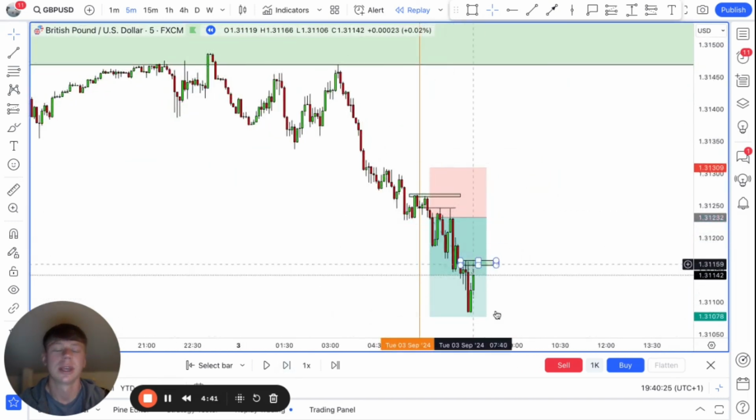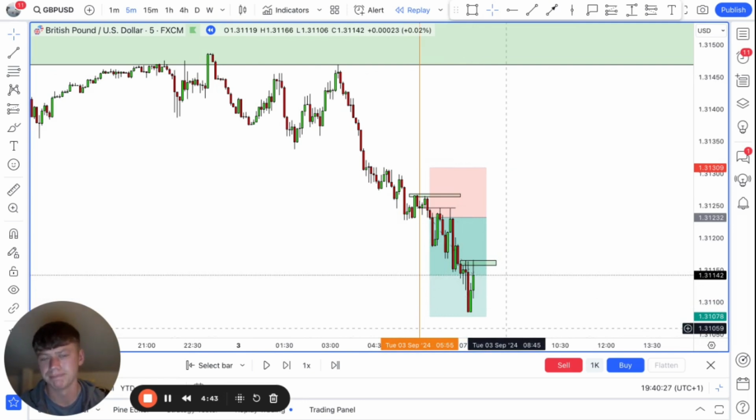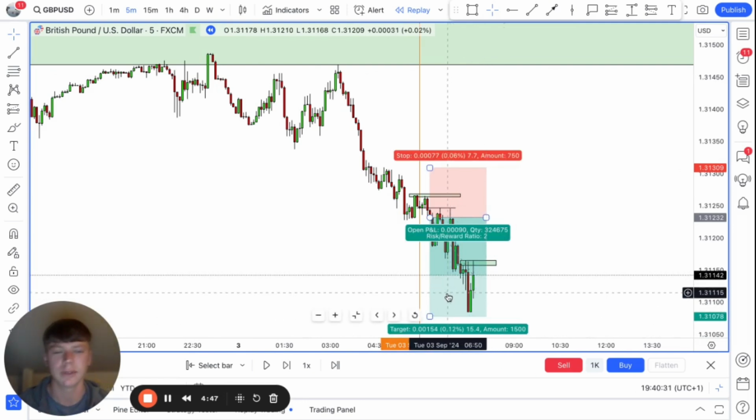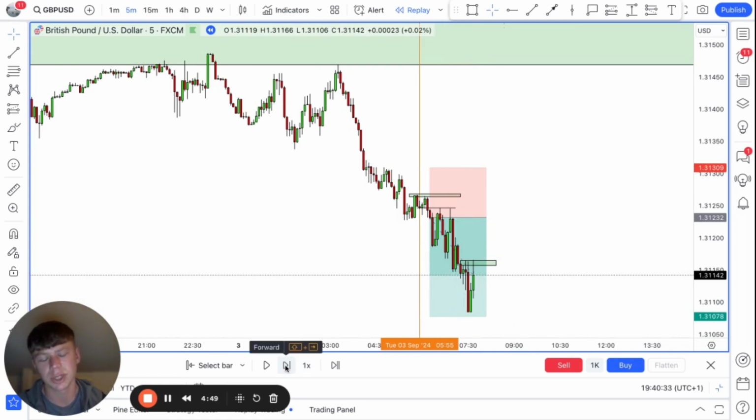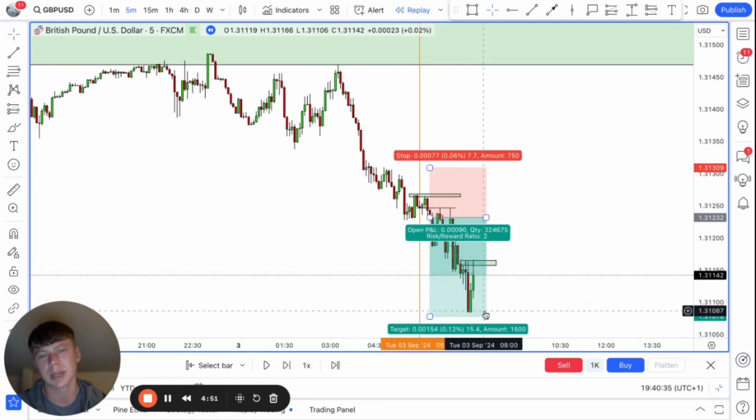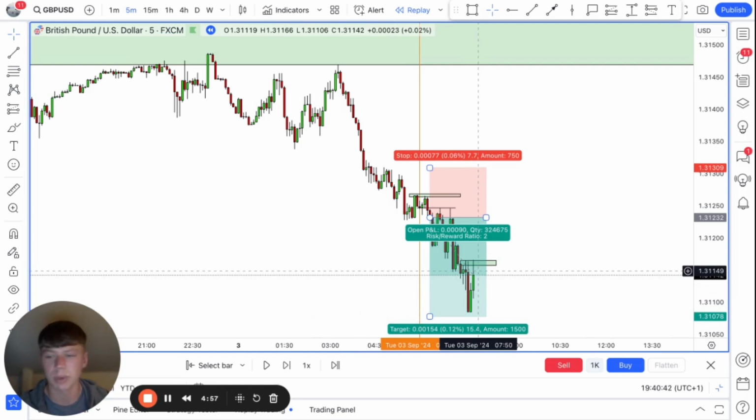Price pulled up to here. I just didn't quite like the idea of it. I thought I'm going to just give it another few minutes, see what happens. And if price starts pulling back down, then I'll continue to hold. If not, I'm just going to close and just take whatever profit I had.